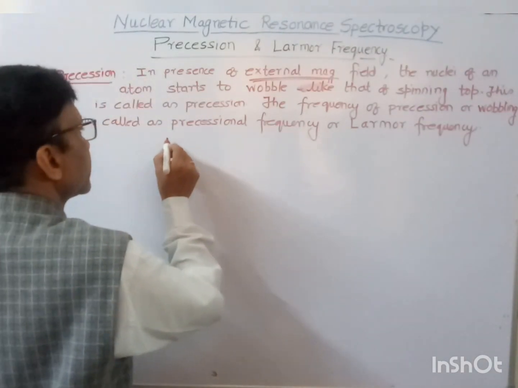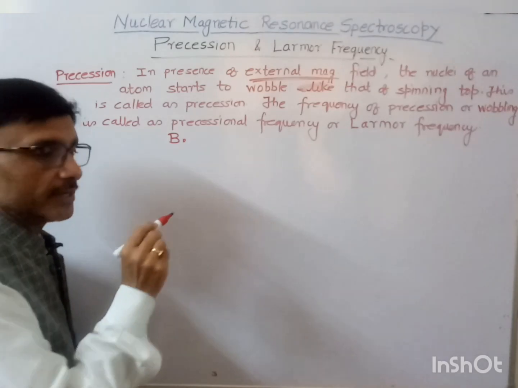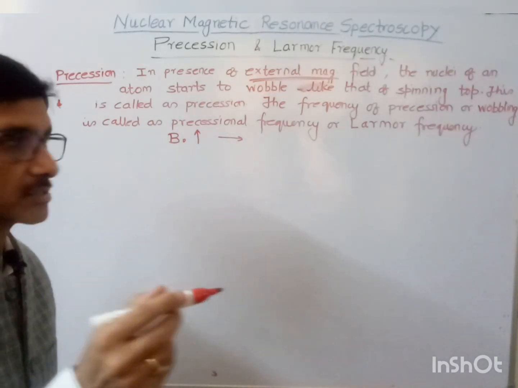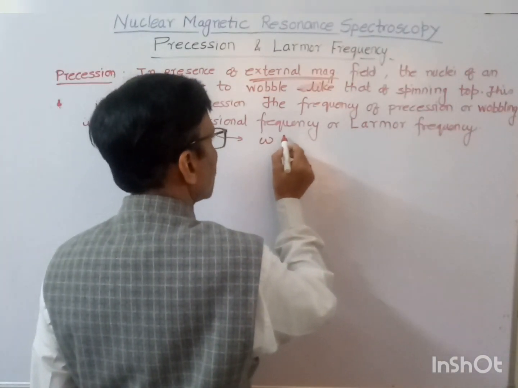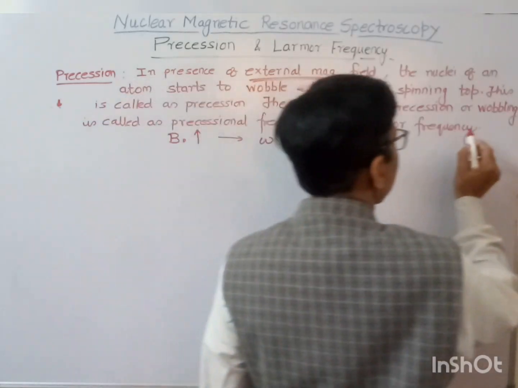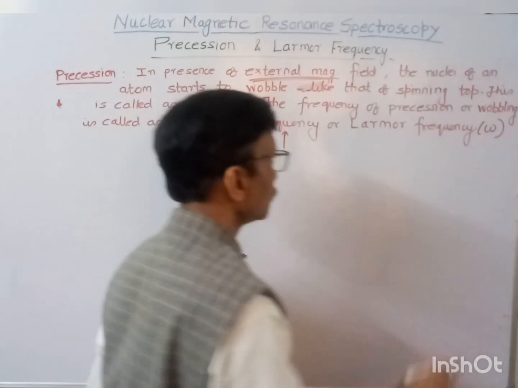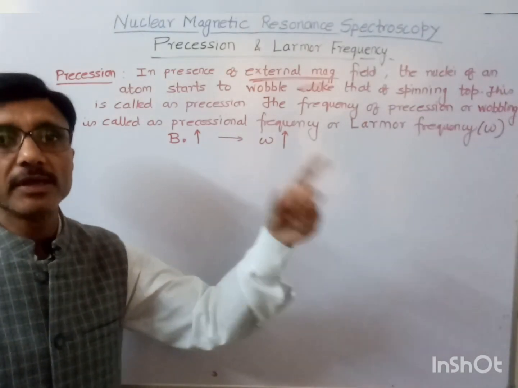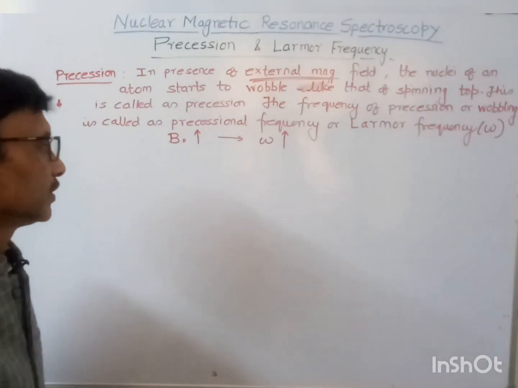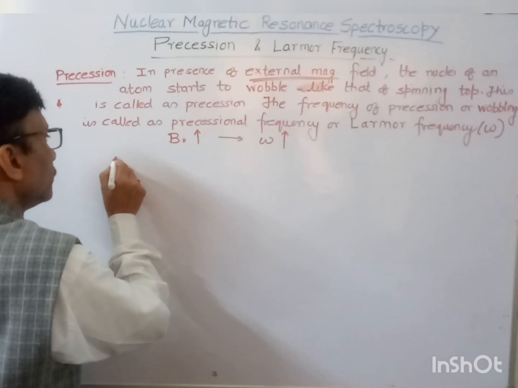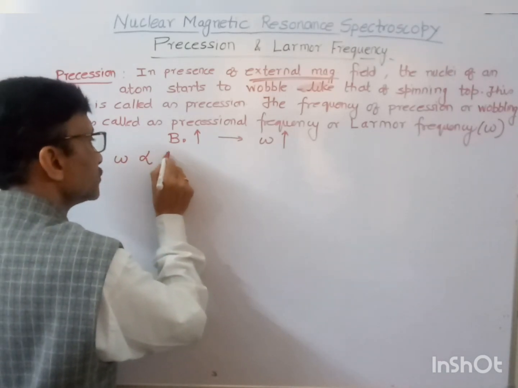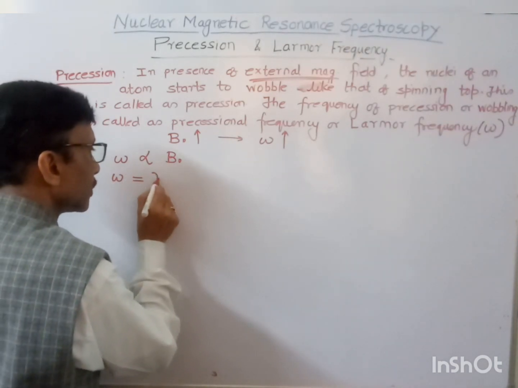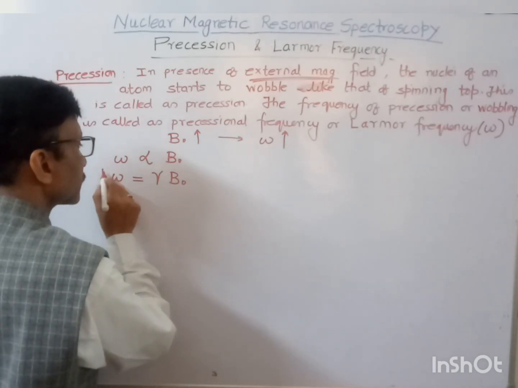Suppose B0 is the external magnetic field. If this B0 increases, then the wobbling frequency also increases. Suppose I denote this Larmor frequency by omega. So omega increases in presence of a higher magnetic field. One of the important relations is that omega is directly proportional to B0, or we can write omega equals gamma B0.